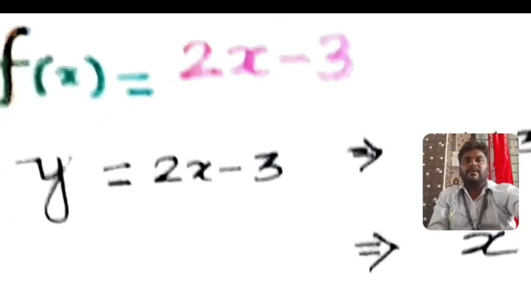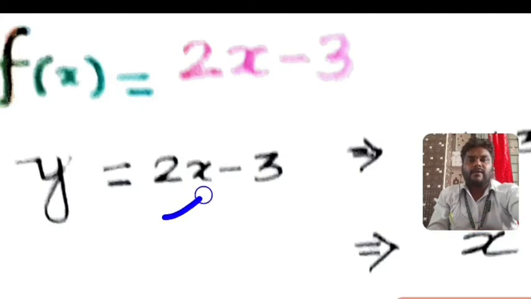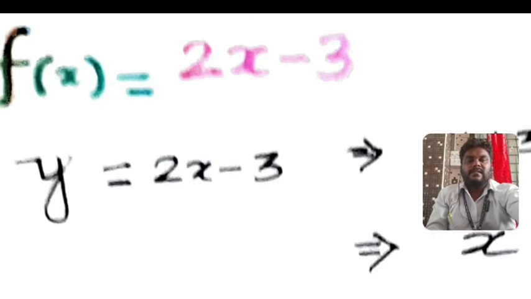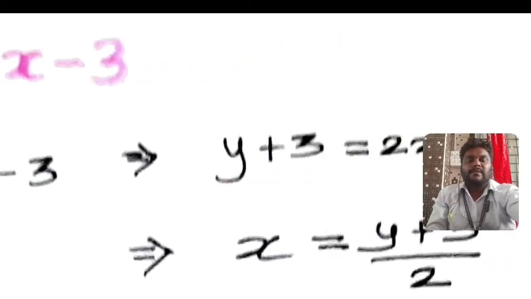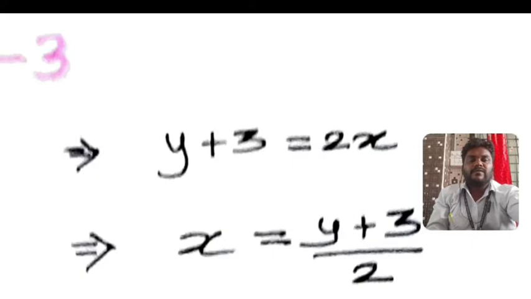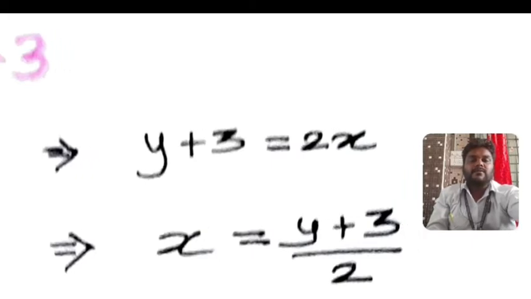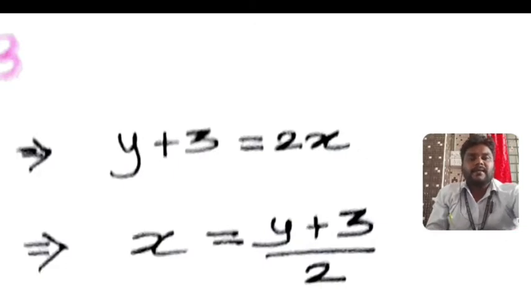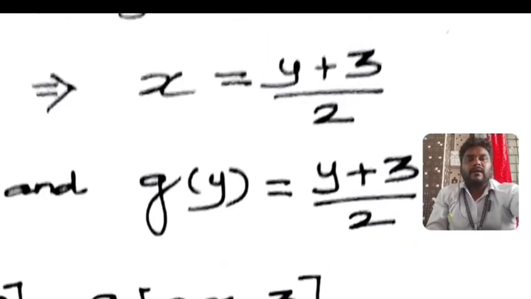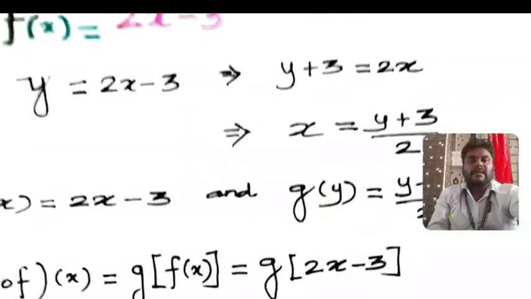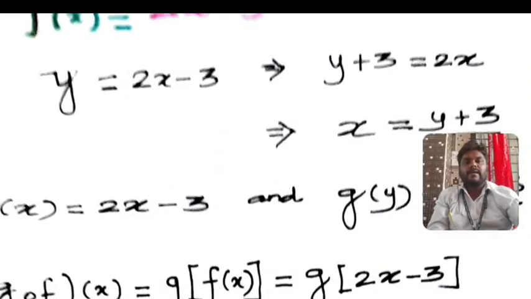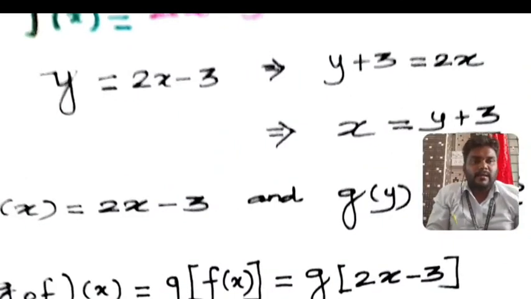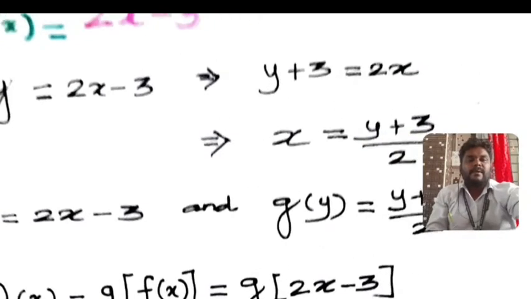From this we are going to find the x value. So next I transfer 3 to this side, and it becomes plus. So y plus 3 equal to 2x. We need x only, so we transfer the 2 to this side, then it becomes (y plus 3) by 2. Therefore g of y is (y plus 3) by 2. So already in the question itself they gave f of x equal to 2x minus 3 and g of y equal to (y plus 3) by 2.